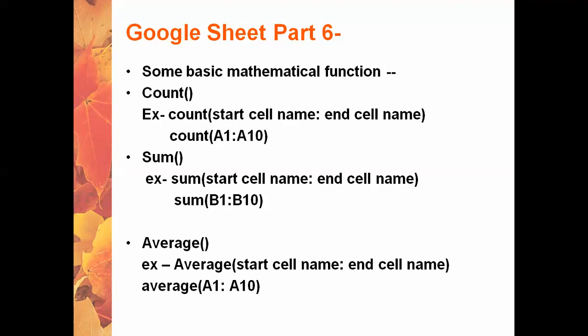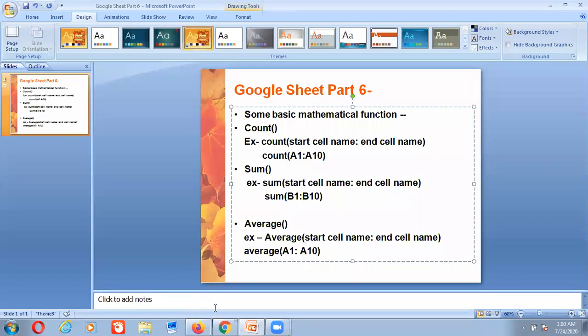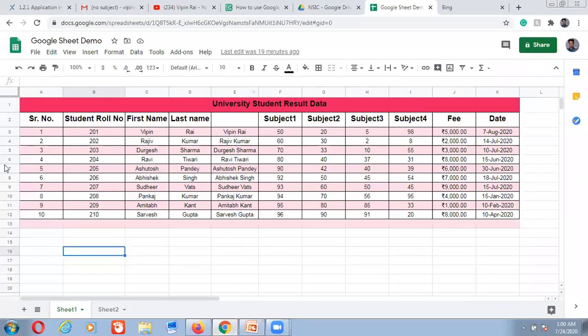Now let us see it practically using our previous table. This was our previous table. Suppose that we want to calculate how many students are there in my table. This table is small, so you can see that it starts from 3 and goes to 12, so there are 10 students. But when your table becomes very large, we cannot calculate easily. Then we use that formula.